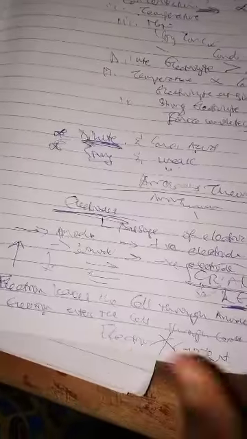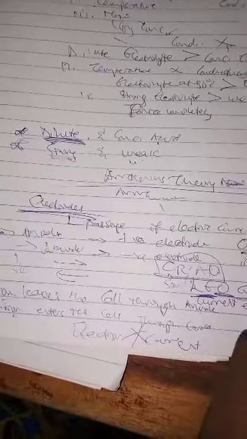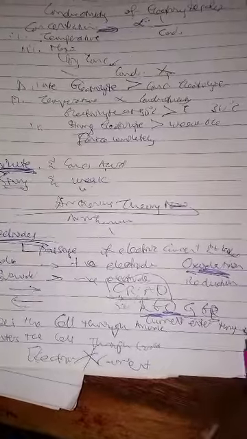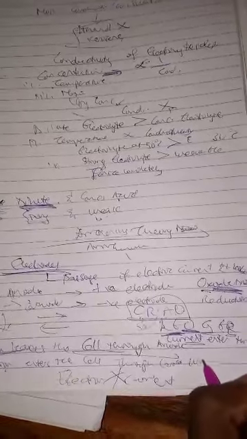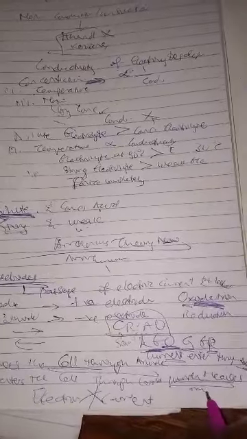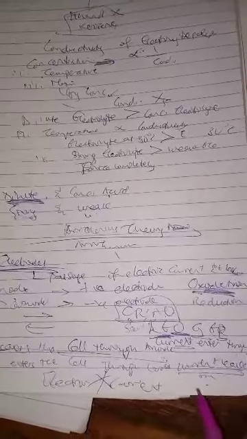Now let's come back to this. Electron leaves the cell through the anode, so current will enter the cell through the anode, because the current and the electron are opposite. Then at the cathode, electron enters and current leaves through the cathode. Let's take note of that. Let's move on now.